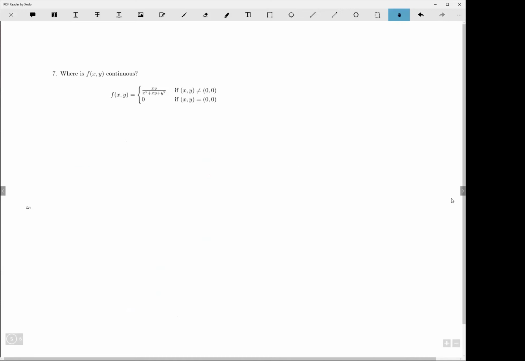And then number 7, where is this function continuous? Here it's defined this way when you're not 0, 0. But then at 0, it's defined to be 0. So I guess the question now is, what's this limit going to be?